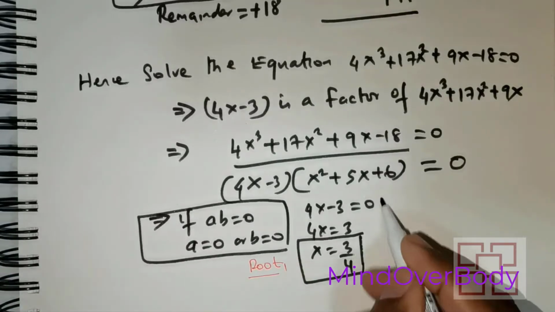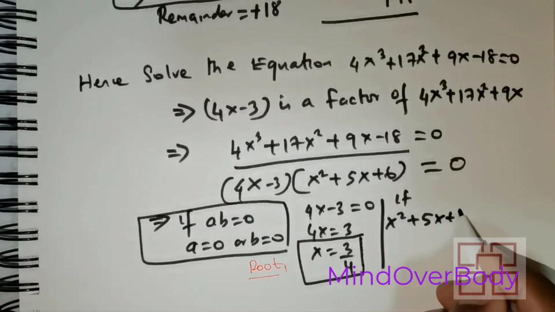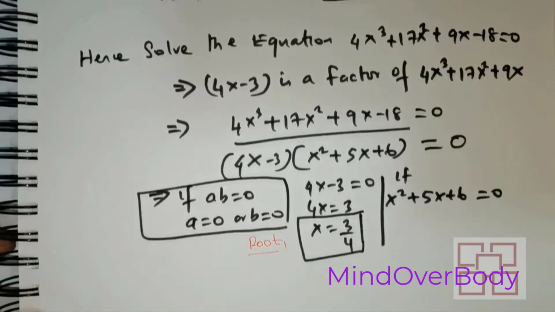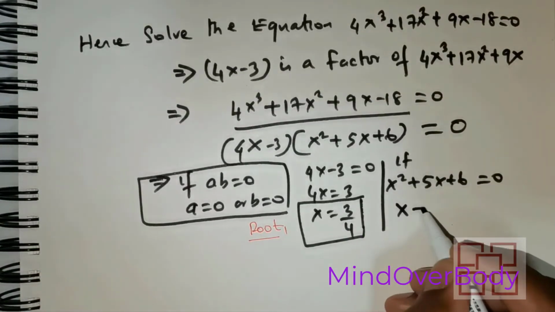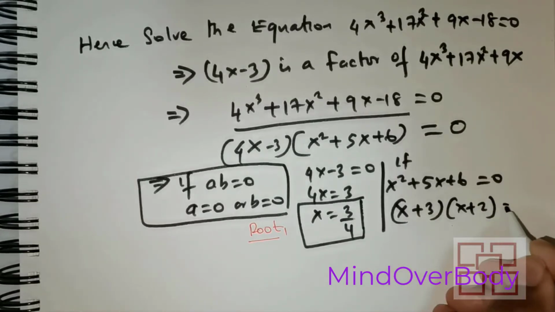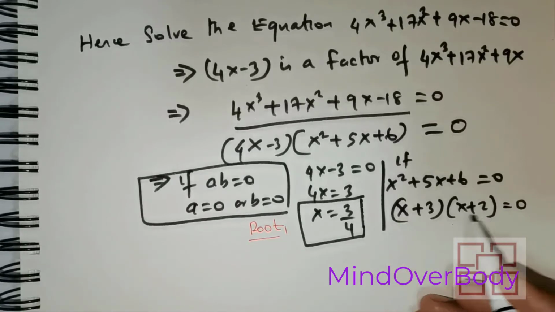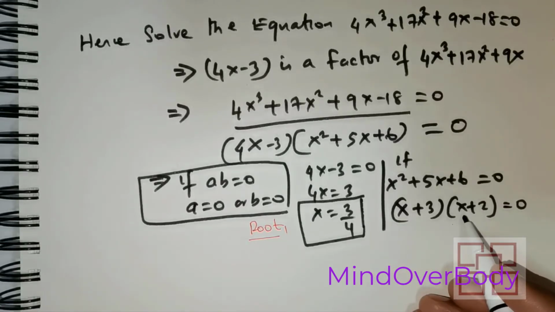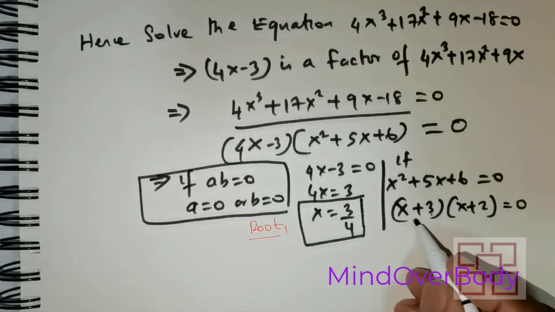Now if x squared positive 5x positive 6 is equal to 0, then we can clearly factorize this. This can be factored as x positive 3 times x positive 2 is equal to 0, because x times x gives you x squared, x times 2 would give you 2x, 3 times x would give you 3x. So those elements added would give you 5x, and 3 times 2 would give you 6. So clearly this is the factor.